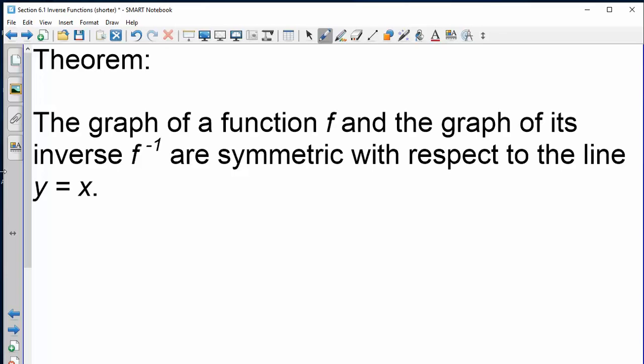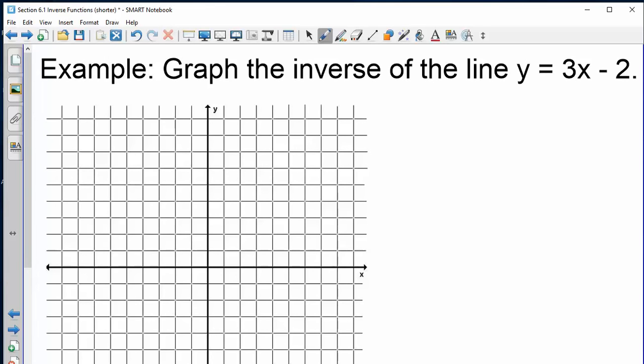In terms of our graph, when you find an inverse, you just switch your x and y. So the graph of a function and the inverse are symmetric with respect to the line y equals x. In Algebra 2, when you graph functions and inverses, you always graphed y equals x and made sure it was symmetric across that line. So I just want to illustrate this with a couple graphing problems.